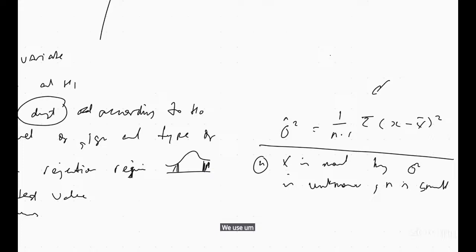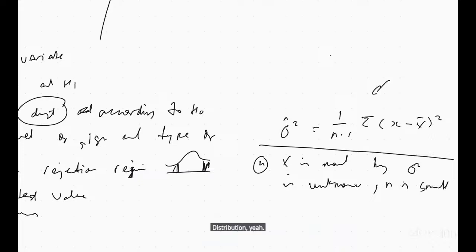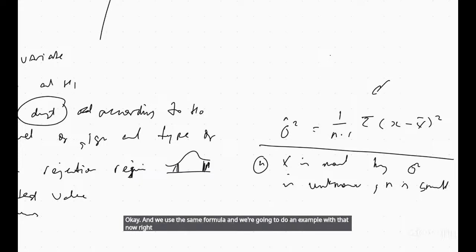We had to use one of the distributions. We are using the t distribution. Right? We end up using the t distribution. Okay. It will be the same formula, and we're going to do an example with that now. But just write the formula down.